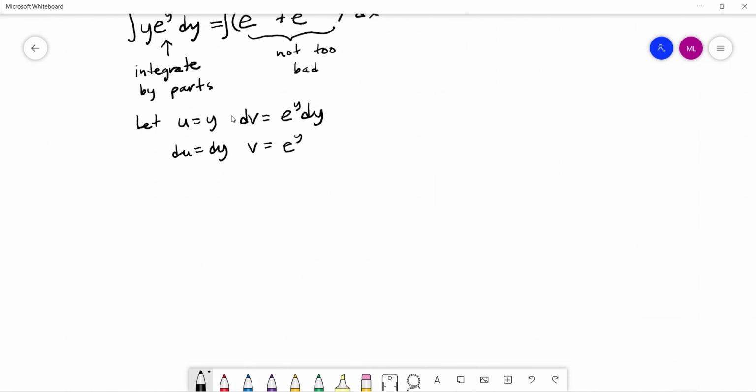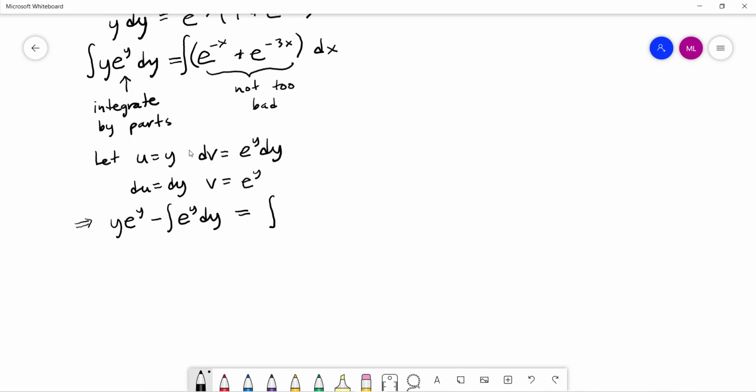That's going to give me, for the left-hand side, uv, so y e to the y, minus the integral of v du, so e to the y dy. And that's going to be equal to the right-hand side, which I haven't touched yet, so let me just copy it down. In fact, let me break it up into the two separate integrals: the integral of e to the negative x dx plus the integral of e to the negative 3x dx. So I haven't touched this side yet, other than splitting it up into two separate integrals instead of one integral. But this side is easy.